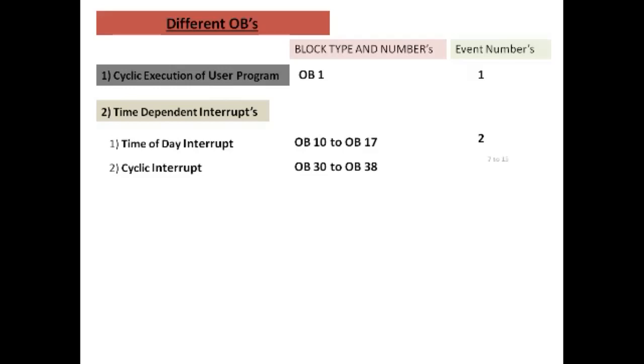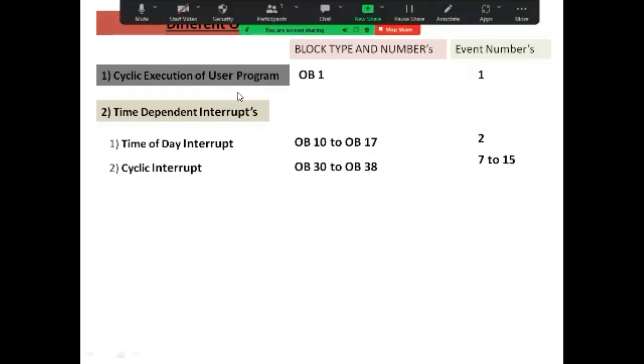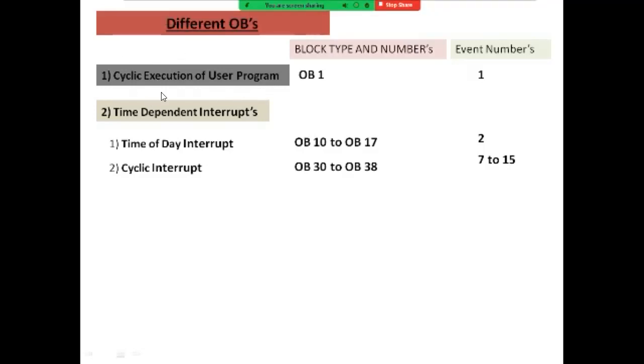Such logic you can write in cyclic interrupts. For that we have event numbers from 7 to 15. Again, your CPU will check if you are using OB number 30. It will check between OB number 1 and OB number 30, and see which has the highest event number. OB number 30, right? So that will be executed first. It interrupts OB1, executes OB number 30, and then goes back to OB number 1.